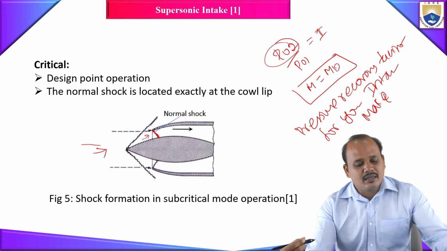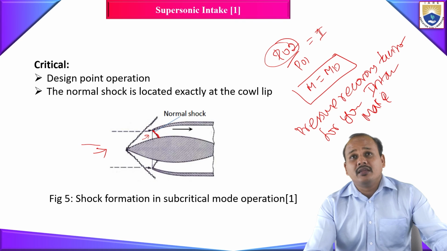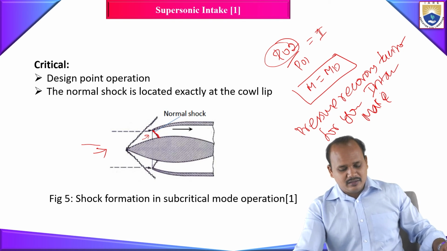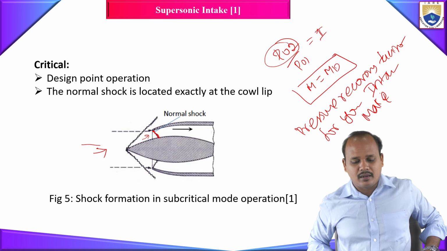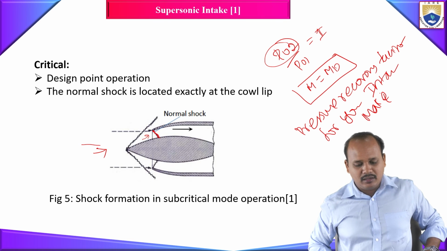At last, the critical mode of operation, basically it is the optimum mode, where your design Mach number is equal to your flight Mach number. Okay, so during this critical mode of operation, you won't have this spillage. Shockwave will form exactly at the lip. Okay, so this is what we have discussed in today's class. With this, I'll complete this lecture.